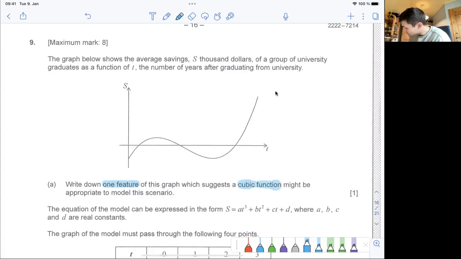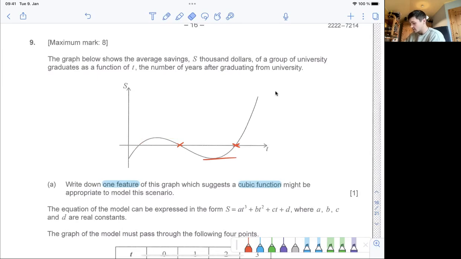I'll tell you the three. The first one, most obvious, is that there are two turning points. There is a maximum and a minimum. Another feature would be that there are three x-intercepts. That's typical of a cubic function. And lastly, there is only one point of inflection, which would be roughly around here. Any one of those features would be adequate to answer part A.